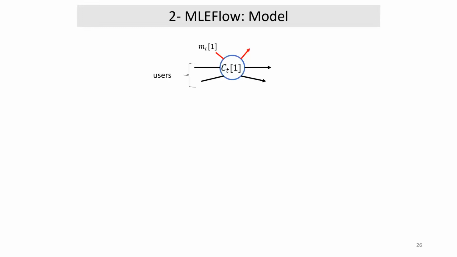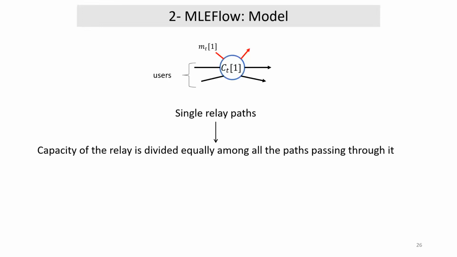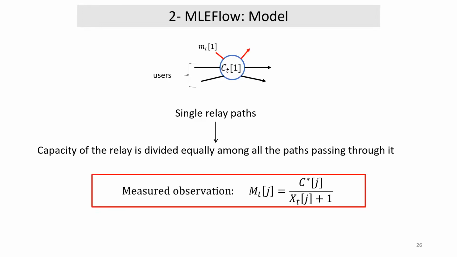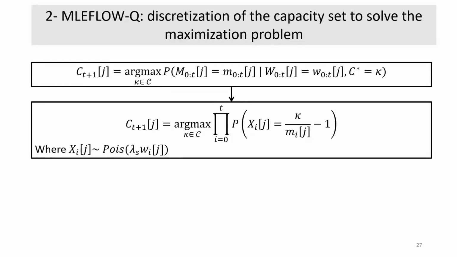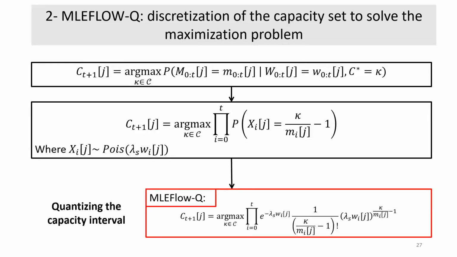Using the model assumptions that we just presented, since we are only considering single relay paths, the capacity of a relay will be divided equally among all the paths passing through it, and hence we can relate the measured observation MT of j to the actual capacity of the relay C star of j by dividing C star of j by the number of paths passing through the relay, xt of j, plus 1, where this 1 refers to the prober created by the directory authorities. Hence, using this relationship, we can write the capacity estimate as the argmax of the product of Poisson probabilities. And hence, we can do this maximization over the quantized capacity interval that we already defined.